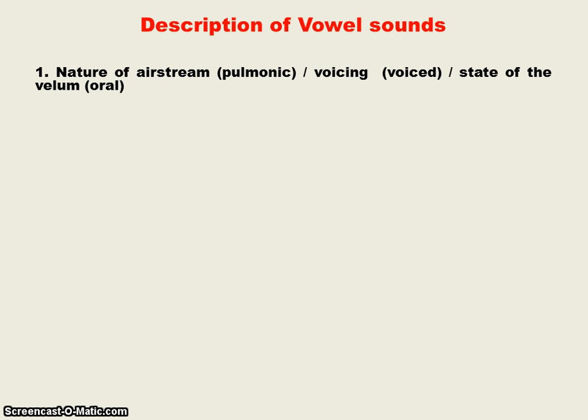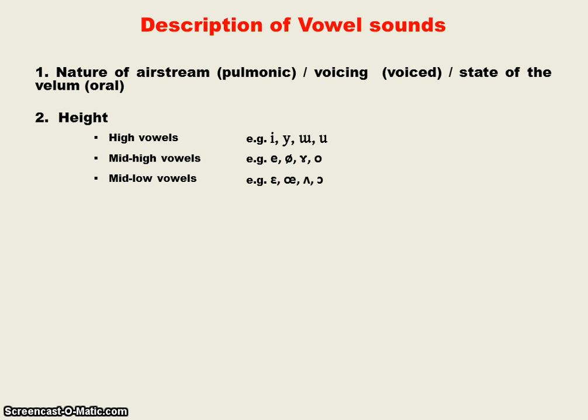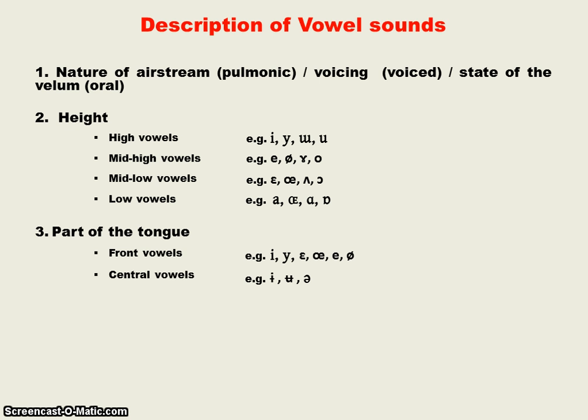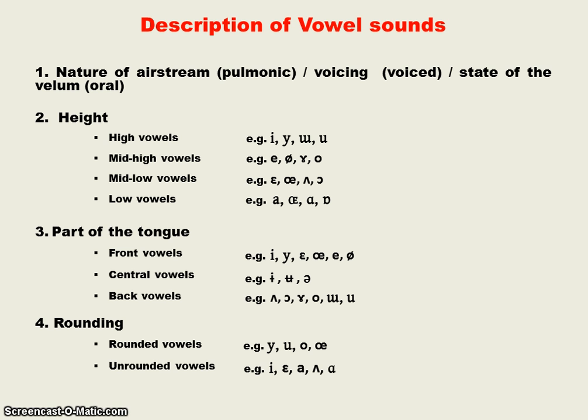To summarize, the description of vowel sounds involves the nature of airstream, in which case it is pulmonic; voicing, all vowels are voiced; state of the velum, all vowels are oral. Vowel height, we identify high vowels, mid-high vowels, mid-low vowels, and low vowels. The part of the tongue which is involved, there are front vowels, central vowels, and back vowels. Finally, rounding, we identify rounded vowels and unrounded vowels.